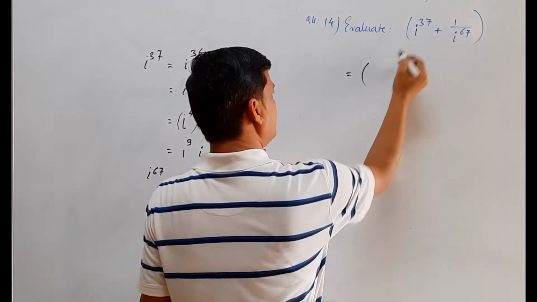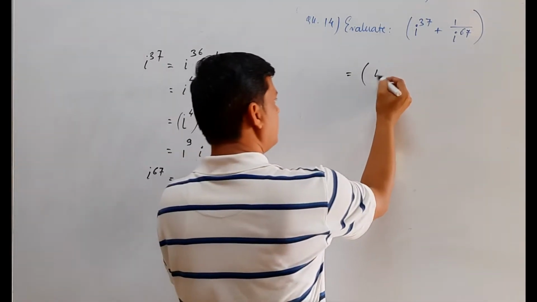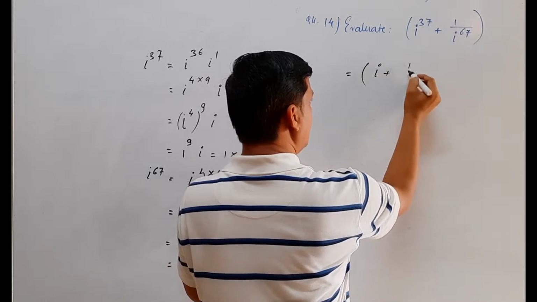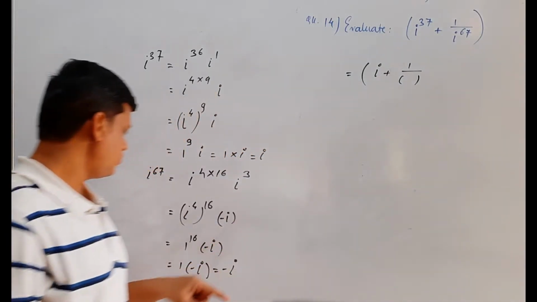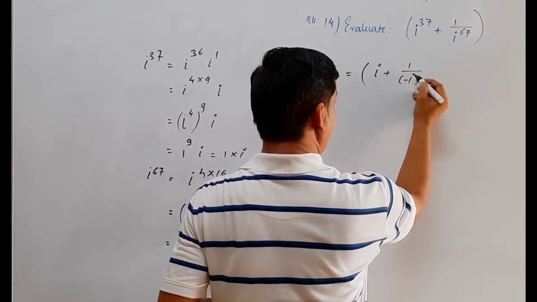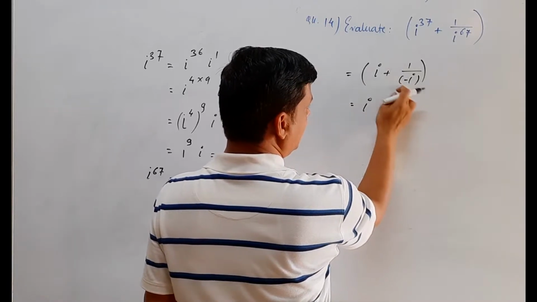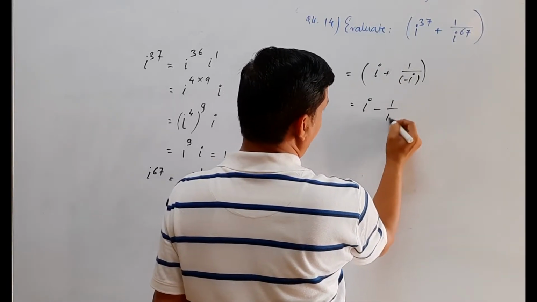So we substitute i raised to the power 37, which we calculated as i. So we write here i plus 1 upon this i raised to the power 67, which we reduced to minus i. So we write here minus i. This is equal to i, so plus and minus gives minus. So we write 1 upon i.